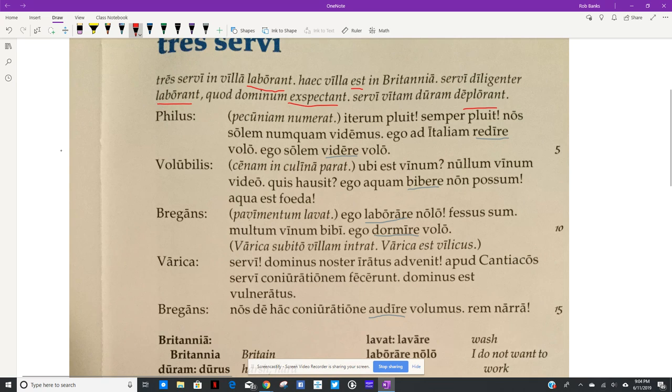Okay. And a slave named Pilus, pecuniam numerat. So he counts money, right? Pecuniam, of course, is accusative, so it's receiving the action. So he is counting money. And he says, iterum pluit. Right? Pluit is an impersonal verb. The subject is going to be it. So it means it rains, or it is raining. Iterum, again, semper pluit. It is raining always. It always rains. Nos solem numquam videmus. So we never, numquam, never see the sun.